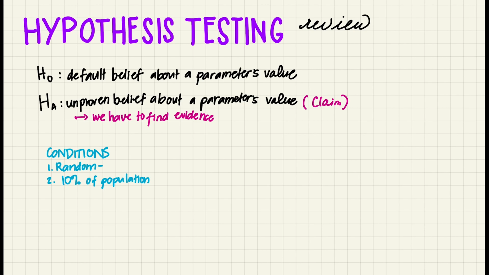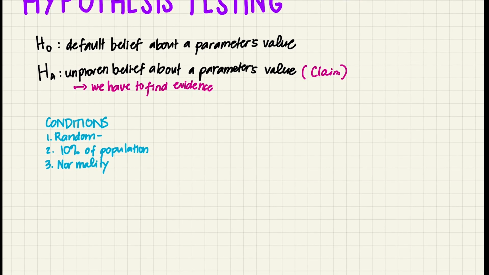And then now we also want to look for normality. Okay, so you want to look at the shape. Does it have that bell curve shape that we've been looking at? All right, so those are your conditions.